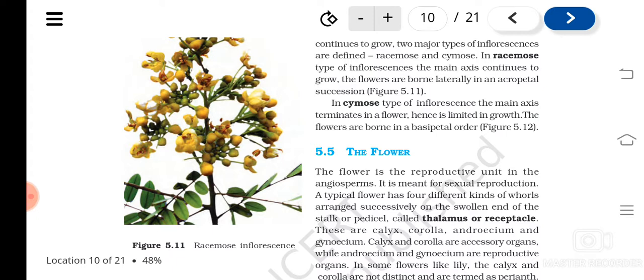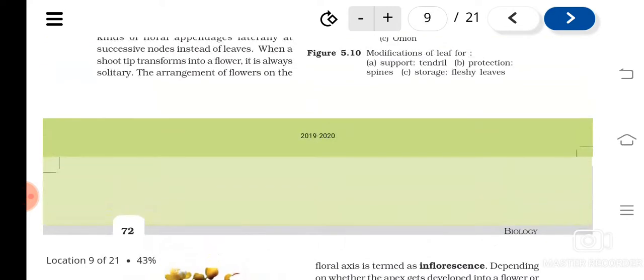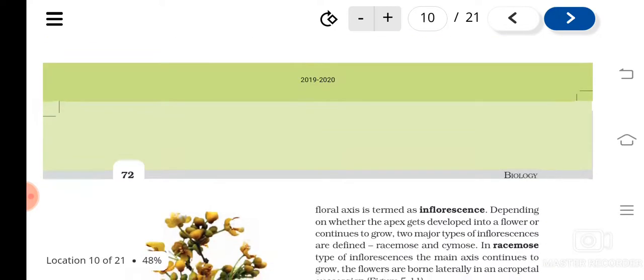So racemose and cymose are the major types of inflorescence. So what is inflorescence? A group of flowers, the arrangement of a number of flowers on the floral axis. What is the advantage of inflorescence? It can get pollinated very easily. Why? Because a group of flowers will be very attractive. So it is very useful for the plant to get pollinated. Is it clear to everyone? So let's stop here and we'll continue in the next class. Thank you.